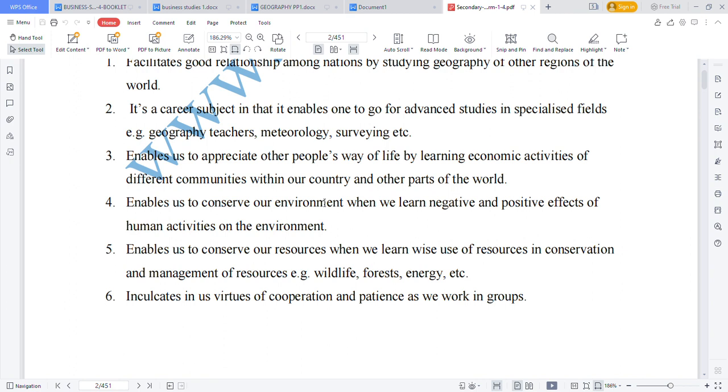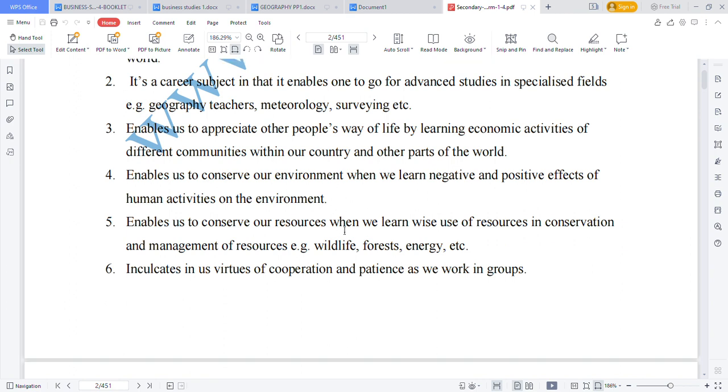The next one is it enables us to conserve our environment when we learn the negative and positive effects of human activities on the environment. As you go through, you will see these effects. So through this, you will be able to conserve our environment.